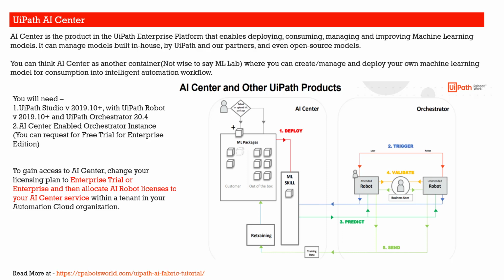So first step is deploy the ML package so that it becomes an ML skill. Use that ML skill inside UiPath Studio, which will be used to predict your decision. Then from the decision tree, you should be able to trigger validation, or you should be able to create a task. And once that task is validated or approved, you should be able to use that data, that means training data for retraining purposes, and send it to the ML package, right?